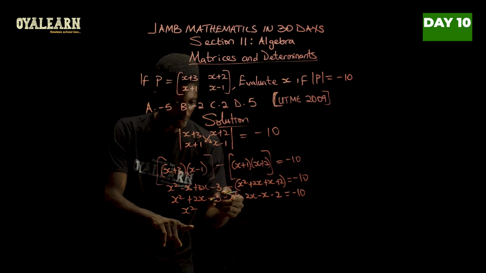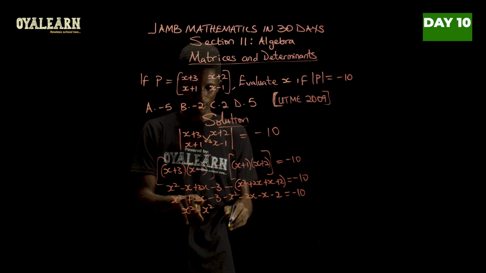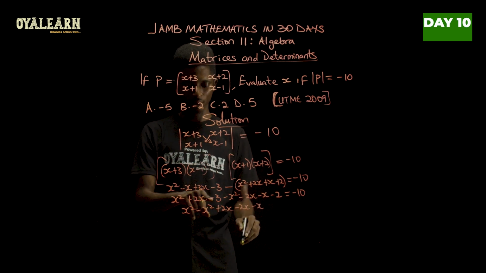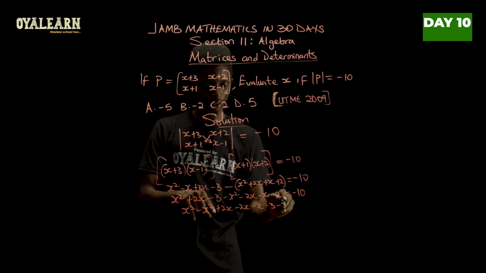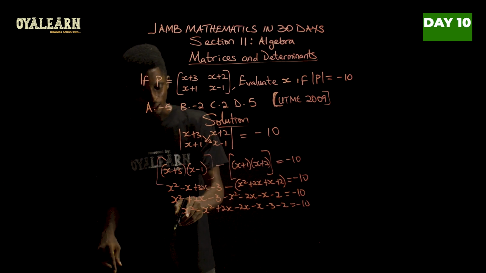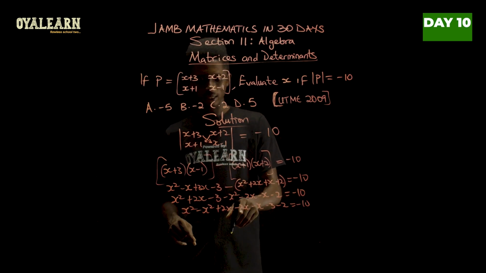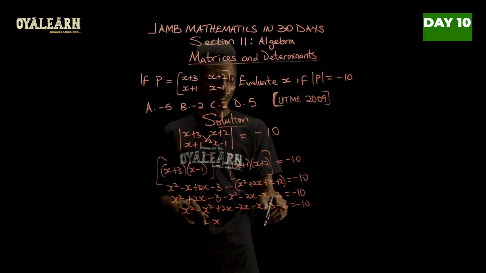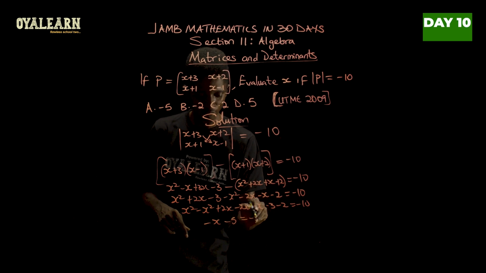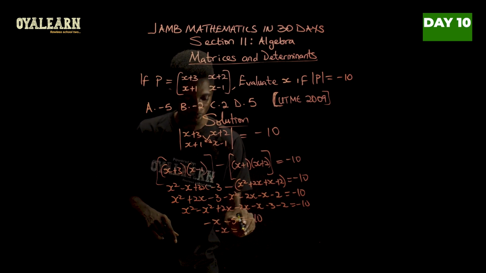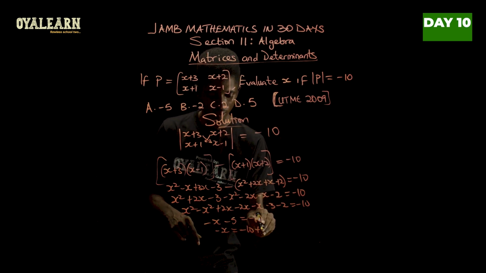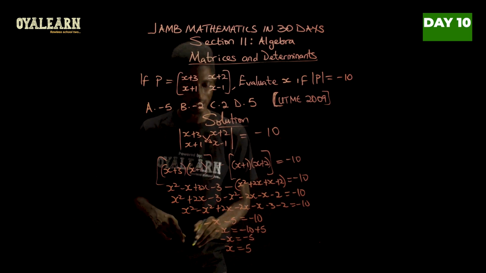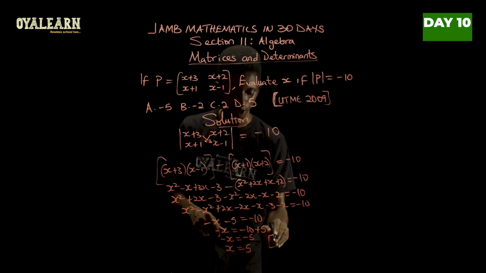Now, let's tidy further. We have x squared here. This is another x squared, so minus x squared. Now, here we have plus 2x, minus 2x, minus x. Then, minus 3 minus 2 equals minus 10. x squared minus x squared, that's 0. 2x minus 2x, that's another 0. Now we are left with minus x here. Minus 3 minus 2, that's minus 5, equals minus 10. So we can then say minus x equals minus 10. Now when minus 5 comes here, it becomes plus 5. And it means minus x equals minus 5, which implies that x equals positive 5. So the correct answer is in option D.